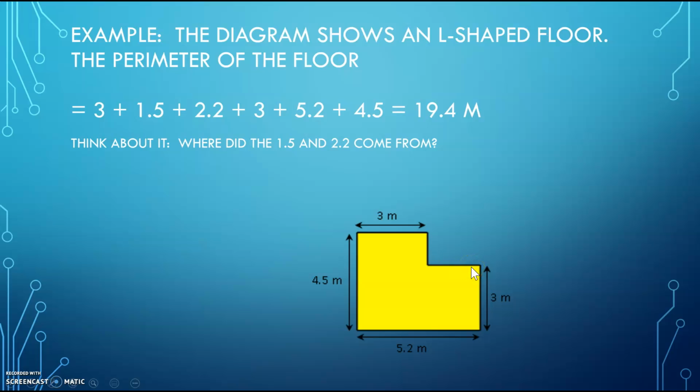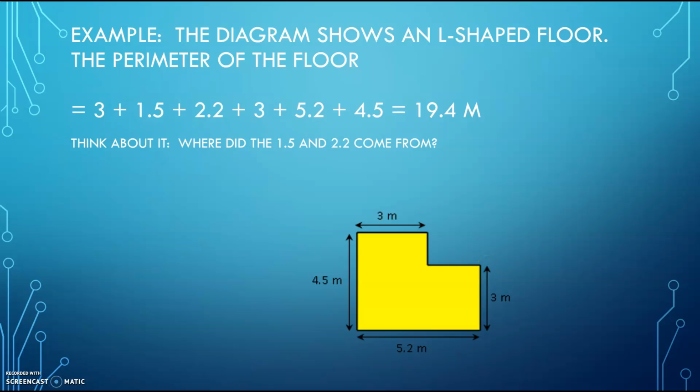Okay, so think about it. It does say up here in the question 1.5 and 2.2. So where did we get those? Well, we know that this whole height right here is 4.5. This side shows that it's 3. So what was the difference between the 3 and this little piece right here? That's the 1.5. Where did the 2.2 come from? Well, we know that the bottom is 5.2. The top here is 3, so what's the difference of this little section? That would be a 2.2.